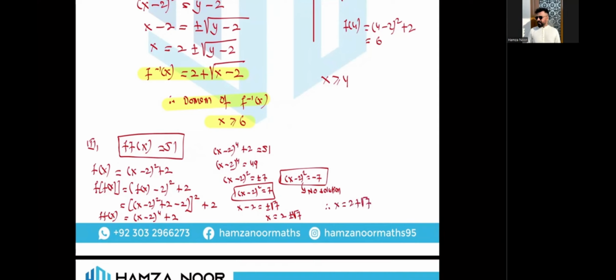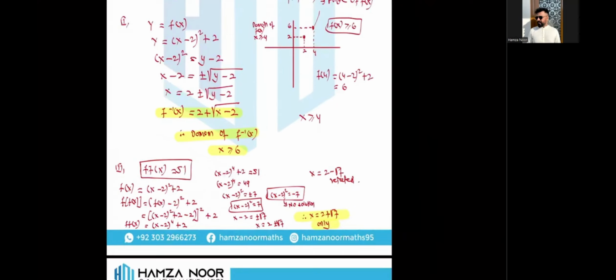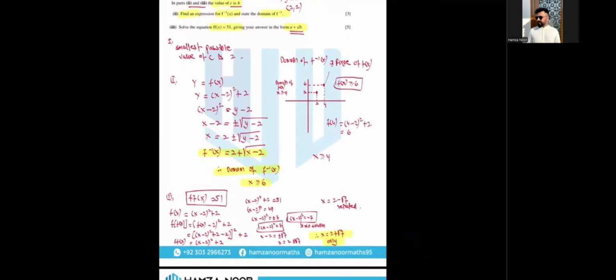The other value, x equals 2 minus root 7, will be simply rejected because it is outside the domain of the inner function. Therefore, your only acceptable answer is x equals 2 plus root 7. As per the requirement of the question, you have expressed your answer in the form a plus square root of b. In this way, we have solved this. You need an answer in an exact form. So x equals 2 plus root 7 is your only acceptable answer.